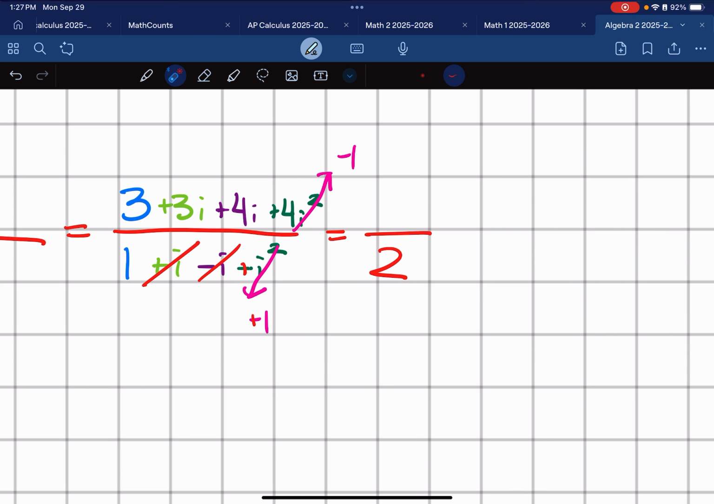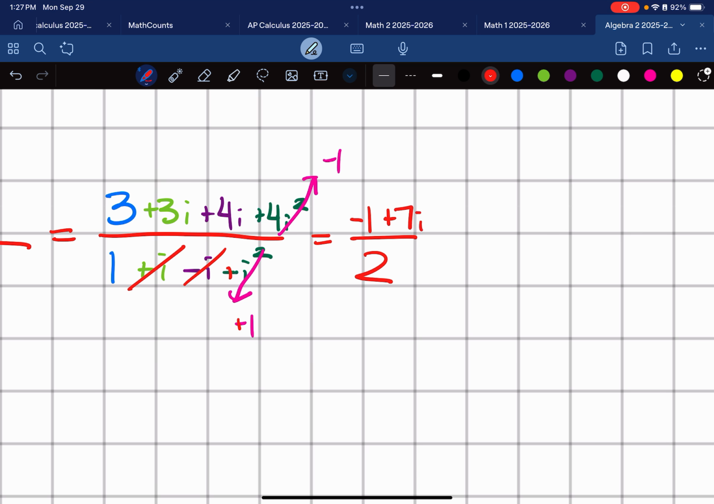So what do we have up here? I have all of our real terms. I have a -1 times 4, which is a -4. And -4 plus 3 is a -1. So far, so good. What about our imaginary terms? We have a 3i and a 4i. That adds up to a 7i, and we're done.